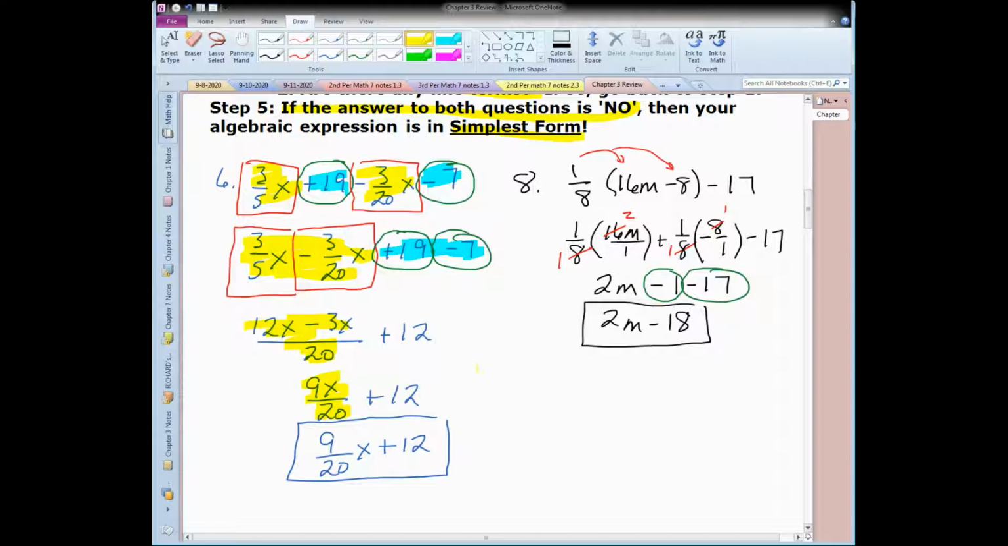How did I get that? I leave that to you to figure out. If you need help with that, ask me in class. And then I combined positive 19, I subtracted 7, I get 12.